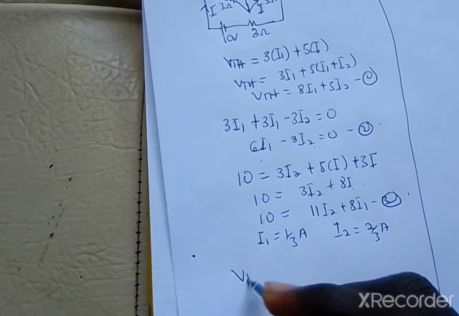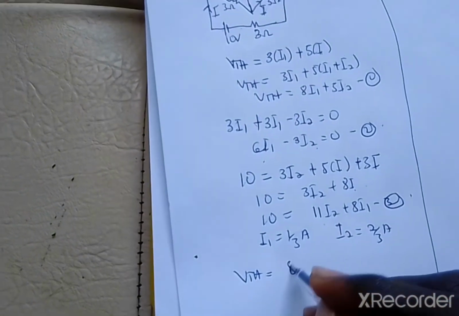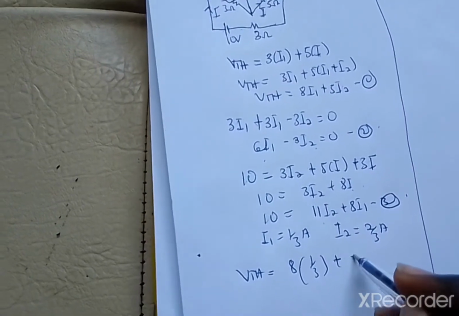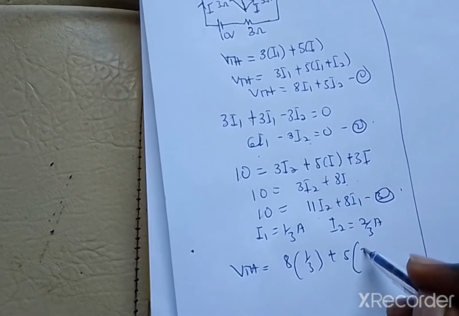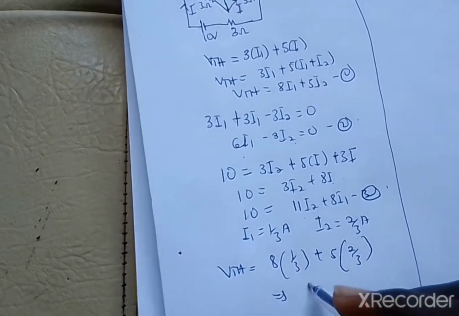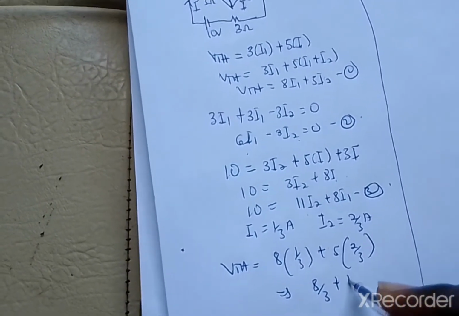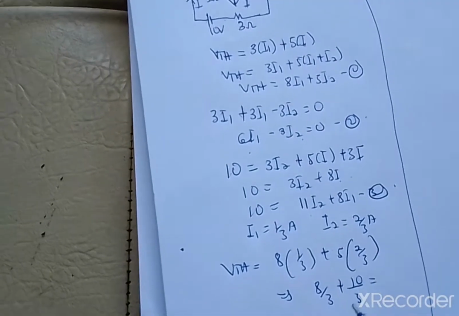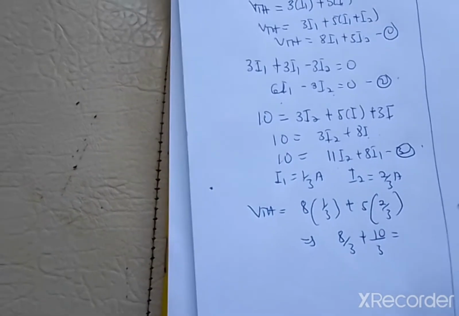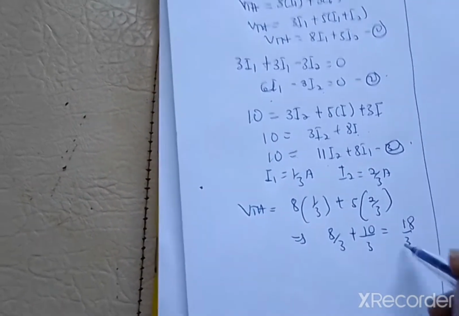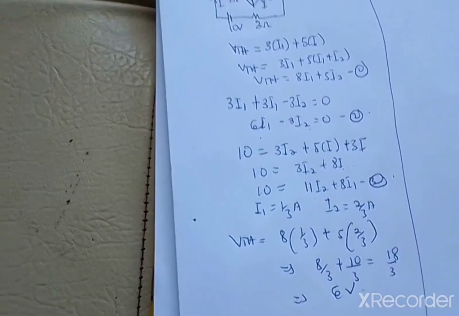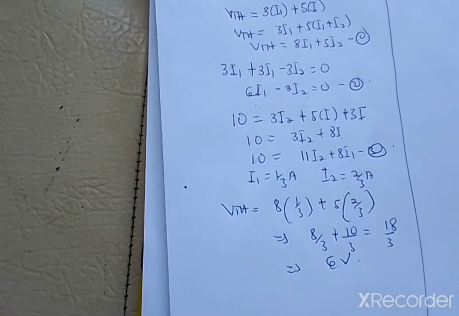So Thevenin's voltage VTH will simply be equal to 8 multiplied by 1 over 3. That is 8I1 plus 5I2, and I2 is 2 over 3 here. So this is equal to 8 over 3 plus 10 over 3. And you know that when you have the same denominator, you just add the numerators. So that will give us 18 over 3, and 18 over 3 will be equal to 6 volts. So the value for the VTH is equal to 6 volts.